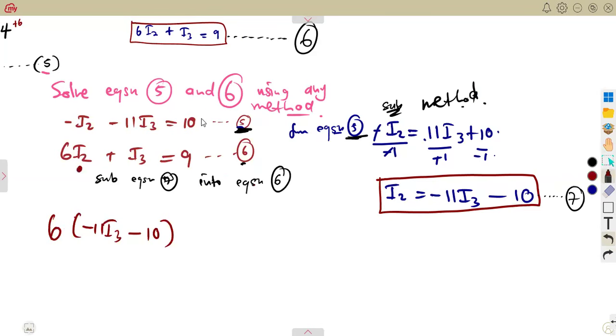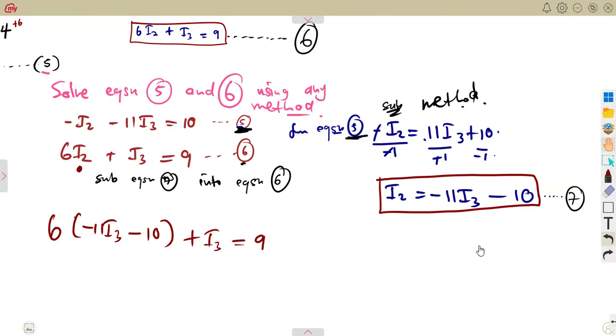You don't substitute where you made the subject. If you make the subject from equation 6, you substitute in equation 5. Because if you substitute back, you neutralize the equation. You go back to the original equation as it was. So do not make that mistake. All right. So the rest of the equation will remain as it is. That is plus I3 is equal to 9.